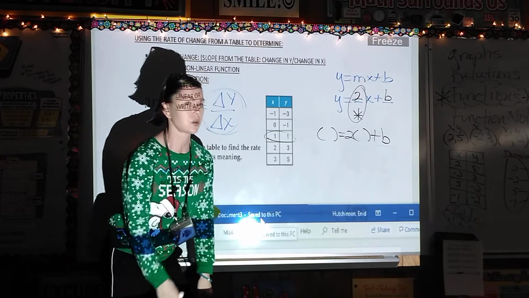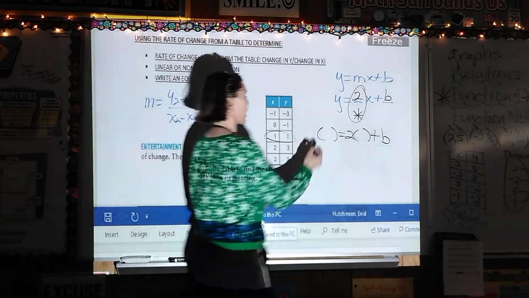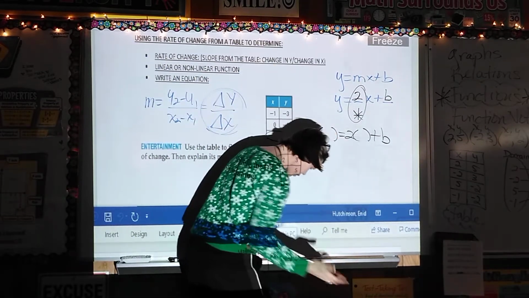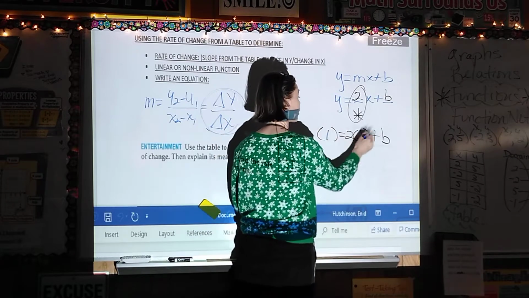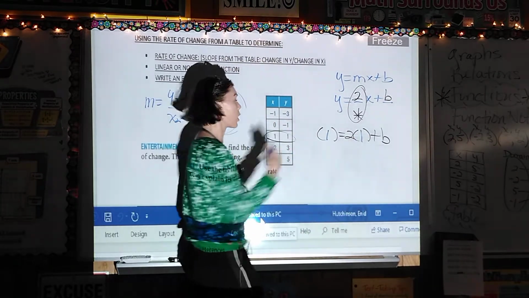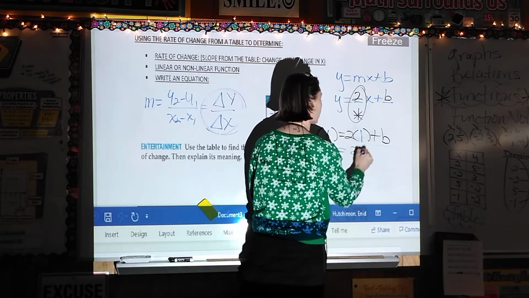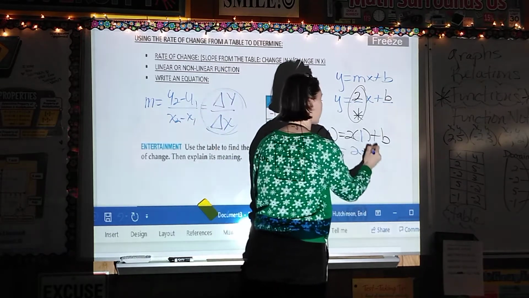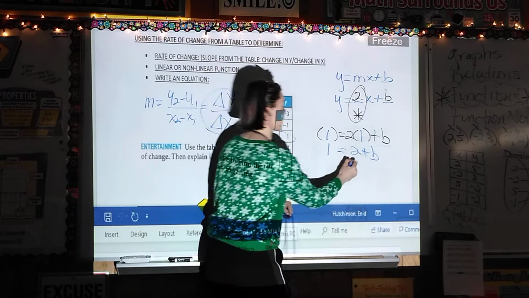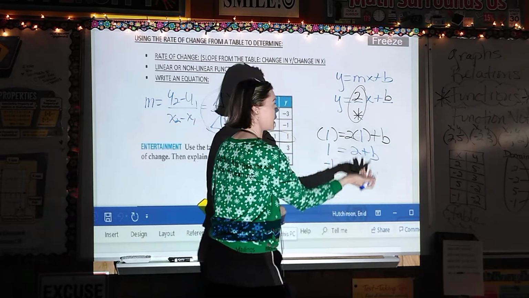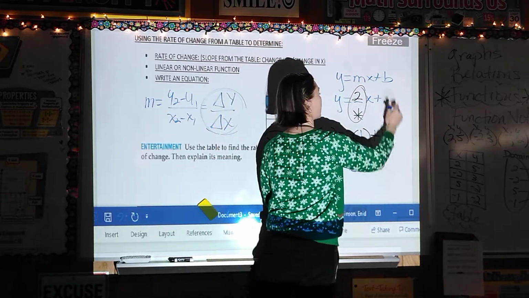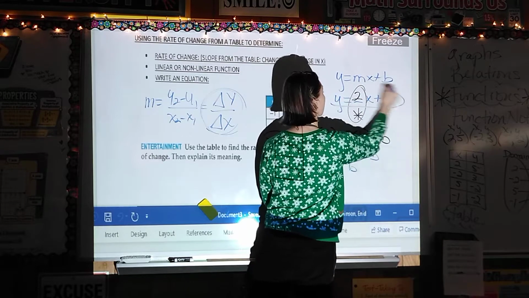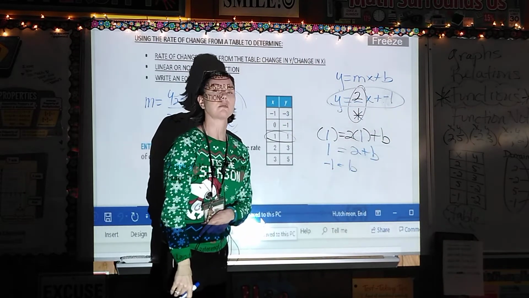We're always going to choose the easiest ordered pair. So here we go. Positive 1, solve for b. So here we go. 2 times 1 is 2 plus b. Subtract 2 from both sides, and b equals -1. And where does that go? That goes right here. -1, and here is the equation of our line.